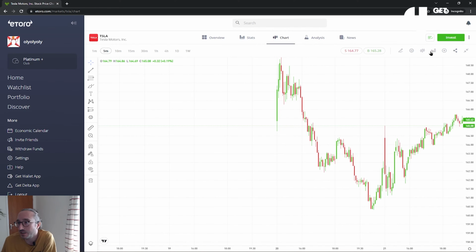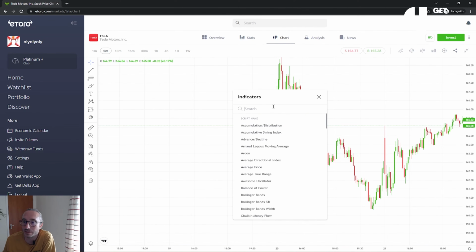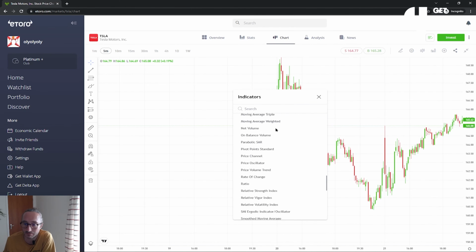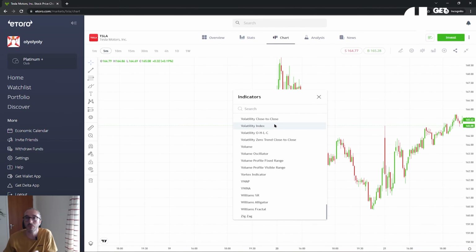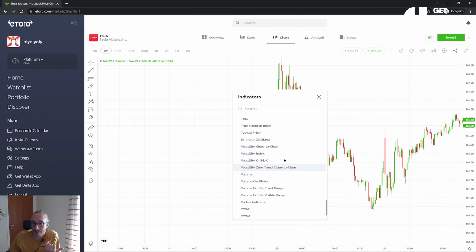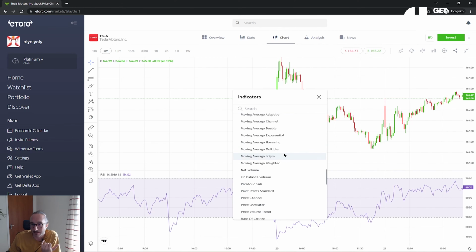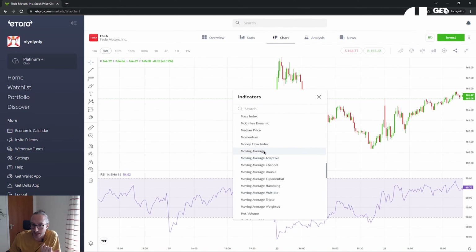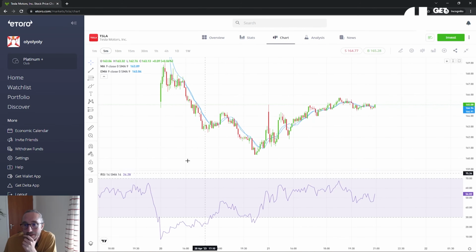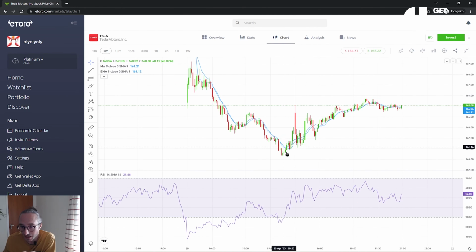Then the bar chart to the left of this one is for indicators. Now I'm not going to go into these here, as we'd be here till next week because there's just hundreds. But some common ones you may be interested in is probably the relative strength index, then simple moving averages and exponential moving averages. Now, as you can see, it's added some lines and some other information to the chart.